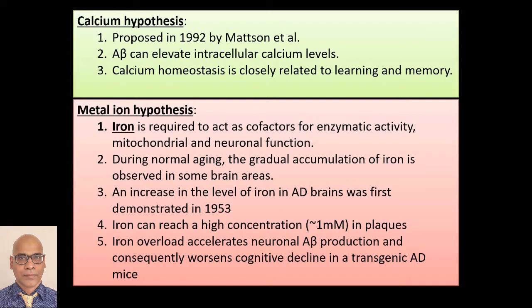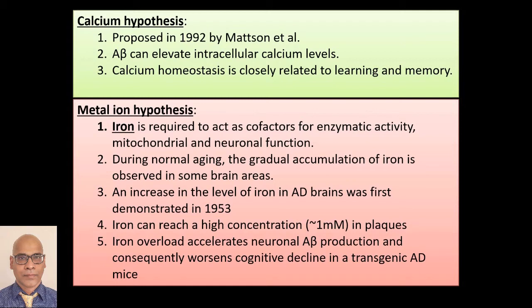The metal ion hypothesis suggests that different metal ions are associated with Alzheimer's disease, for example, iron, copper, and zinc. Iron is required to act as a cofactor for enzymatic activity, mitochondrial function, and neuronal function. During normal aging, it has been found that there is gradual accumulation of iron in different parts of the brain. But in Alzheimer's brain, there is a dramatic increase of brain iron content.